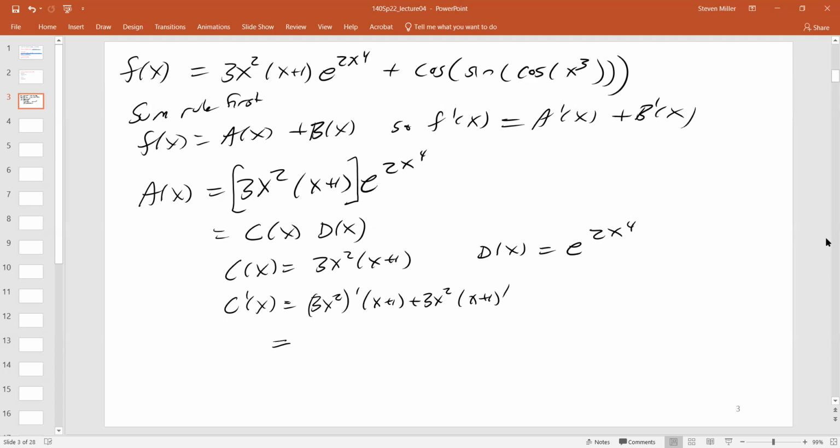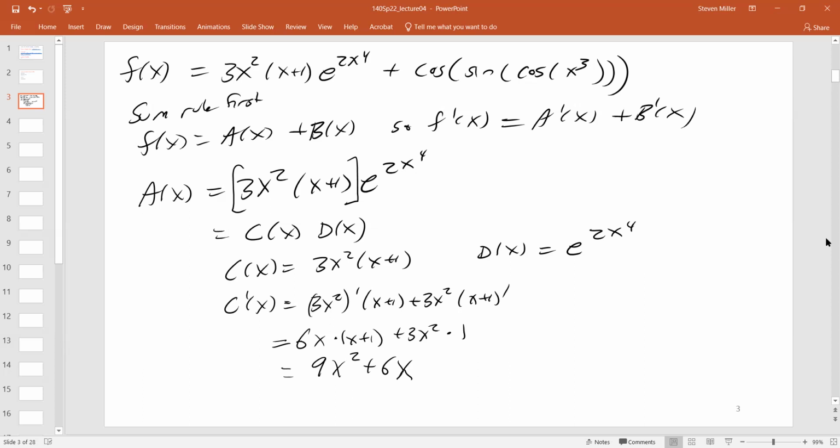What's the derivative of 3x squared? 6x. So we have success, we got 6x times x plus 1. And then we have plus 3x squared times the derivative of x plus 1, which is just 1. So if you wanted to simplify, it would be 6x squared plus 3x squared is 9x squared plus 6x.